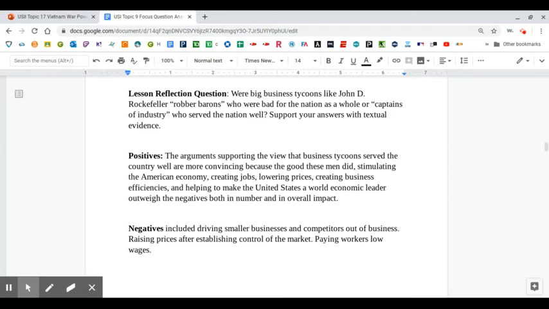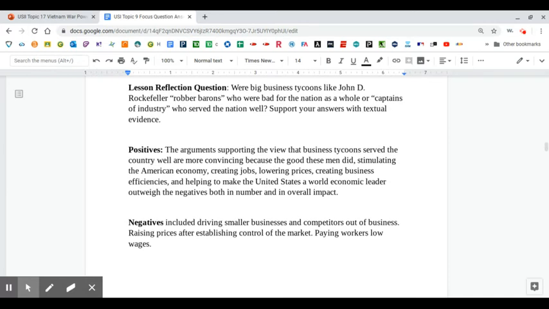The negatives, of course: they drove small businesses out of business. They were very ruthless with the competition. Sometimes they would raise prices, which was not in the best interest of the consumers, to make back some of their investment. And often they paid workers very low wages. It's up to you as an individual to determine whether or not big business owners during this period of time, like Rockefeller, Carnegie, the Vanderbilts, were positive or negative in our nation's history.